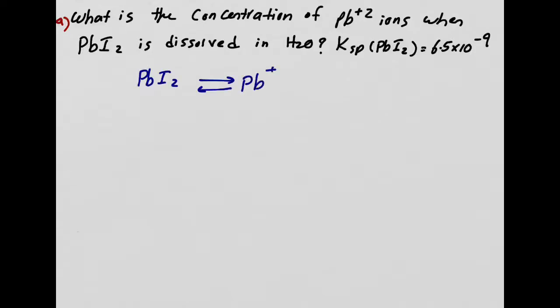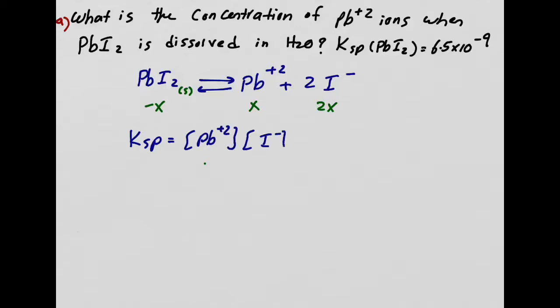So I'm going to have an equilibrium because I know to some degree it would break up into ions. And then again, don't forget this would be a solid. This would be minus X. This would be X. This would be 2X. Then I'm going to write the KSP expression for that: concentration of Pb plus 2 times the concentration of iodide. Again, you have to do it to the power of 2. Okay, now PbI2 is not part of it.